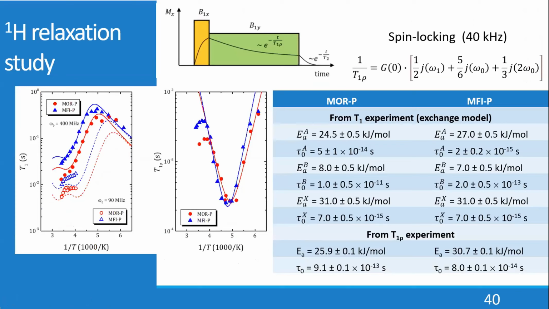And to study more deeply one of these local minima, I'm talking about the second minimum in this temperature dependence, we applied spin locking techniques to shift this minimum to a more comfortable temperature region. And once again, we can obtain more accurate activation energy parameters.